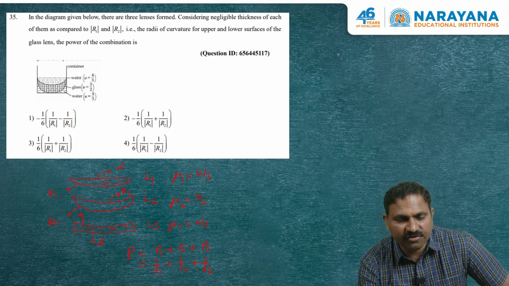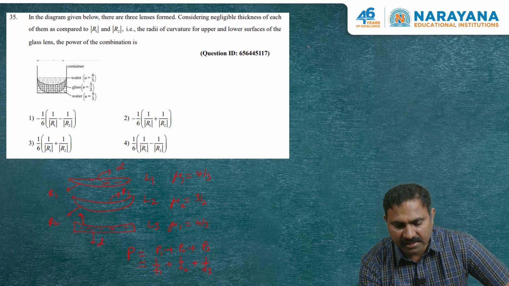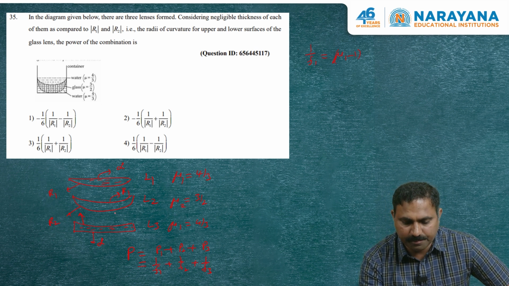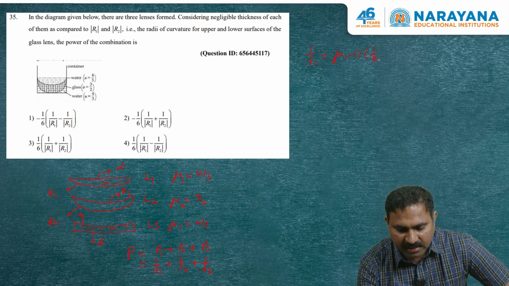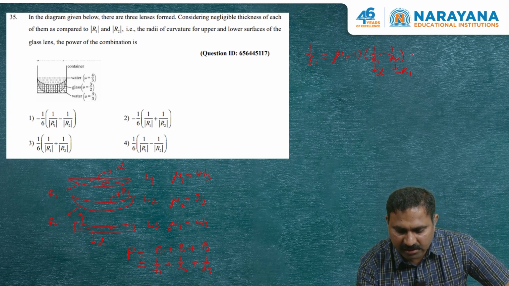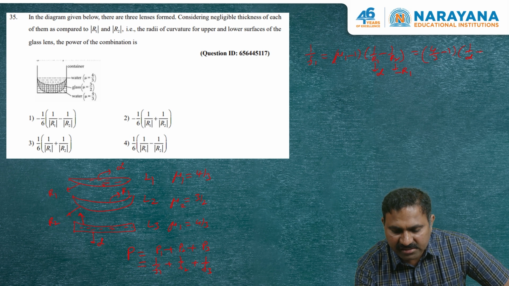The general expression for 1 by F is (mu minus 1) into (1 by R1 minus 1 by R2). Let us calculate for all the lenses. 1 by F1 equals (mu 1 minus 1) into, assuming all lenses are kept in air, (1 by R1 minus 1 by R2). Here R1 is infinity, R2 is R1 with negative sign, so it will be minus R1. It comes out to be (4 by 3 minus 1) into (1 by infinity minus of minus plus 1 by R1).